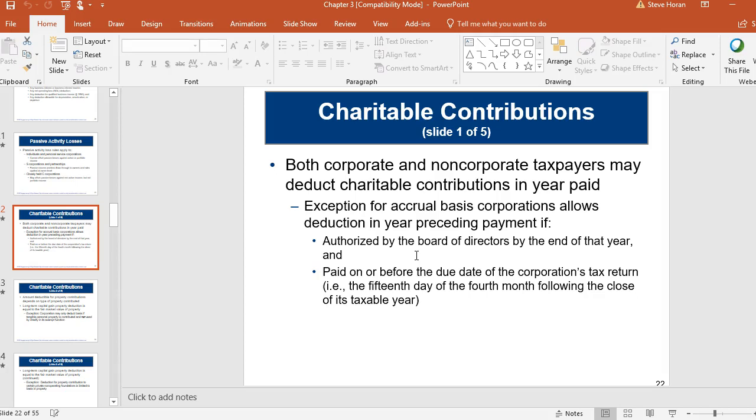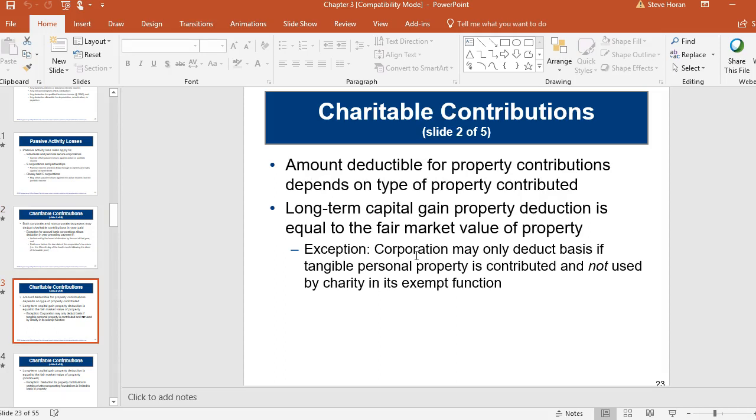So for example, let's just say it's December of 2018, and the board of directors says we are going to authorize this payment as of December of 18, and we're going to pay it before April 15 of 19. It can be deducted in 18. Okay, that's what they're trying to say.